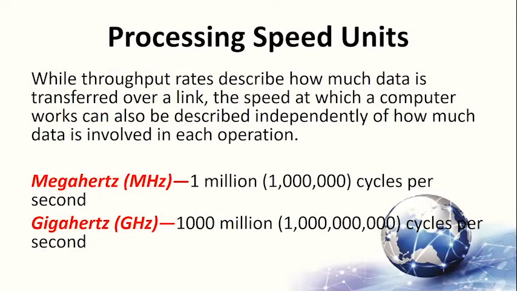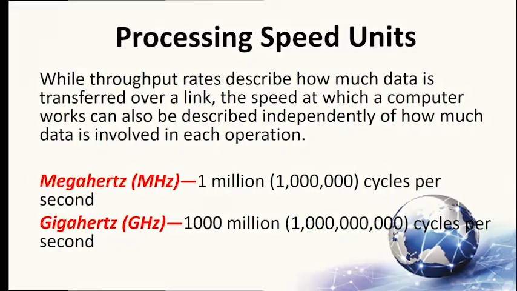While throughput rates describe how much data is transferred over the link, the speed at which a computer works can also be described independently of how much data is involved in each operation. So for the processing speed, you have megahertz, 1 million cycles per second. Gigahertz is 1000 million, or 1 billion cycles per second. So that is for the processing speed.